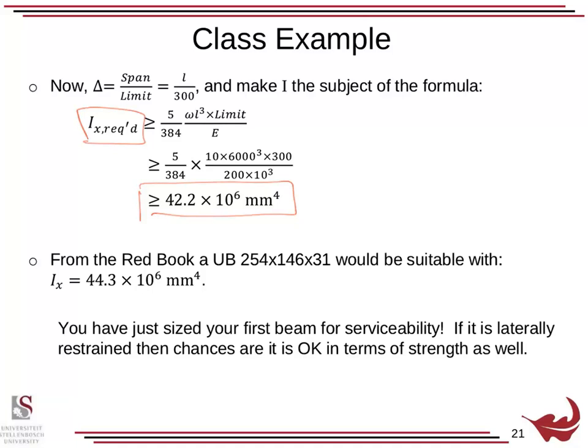I now have a table of beam sizes. I can go to the beam size and just run my finger down the column until I find a beam with a bigger Ix, a bending stiffness about the major axis, of value greater than this. And let's say in the red book, the South African Steel Design book, I find the UB, Universal Beam 254. It's 254 deep, 146 millimeters wide, and 31 kilograms per meter. So that's height, breadth, and weight. And this has a suitable stiffness. And so you've just sized your beam. You have a beam size that should do it.